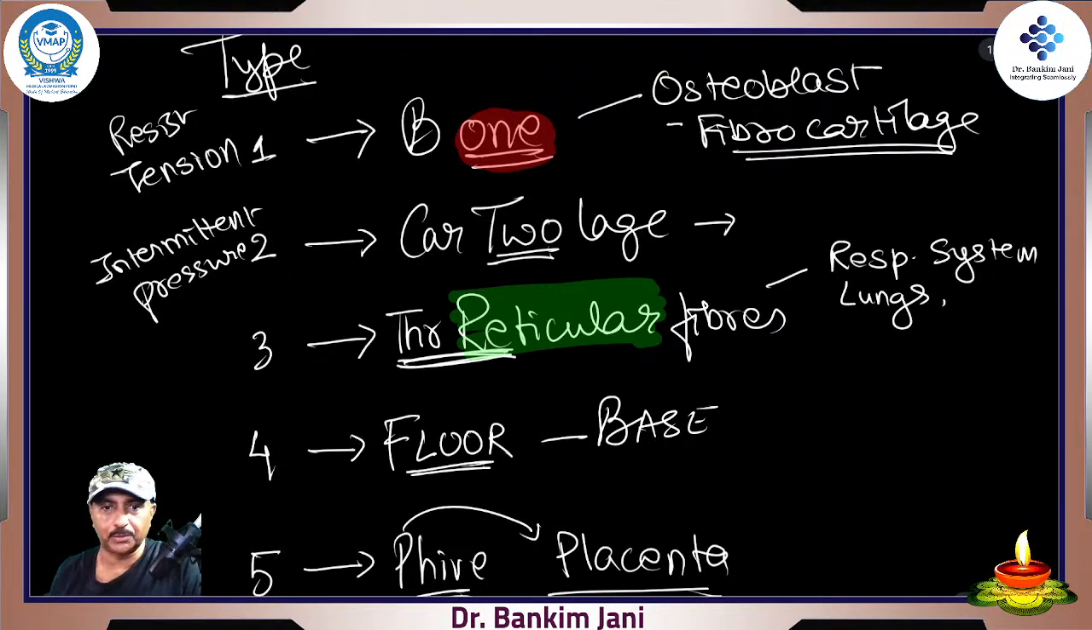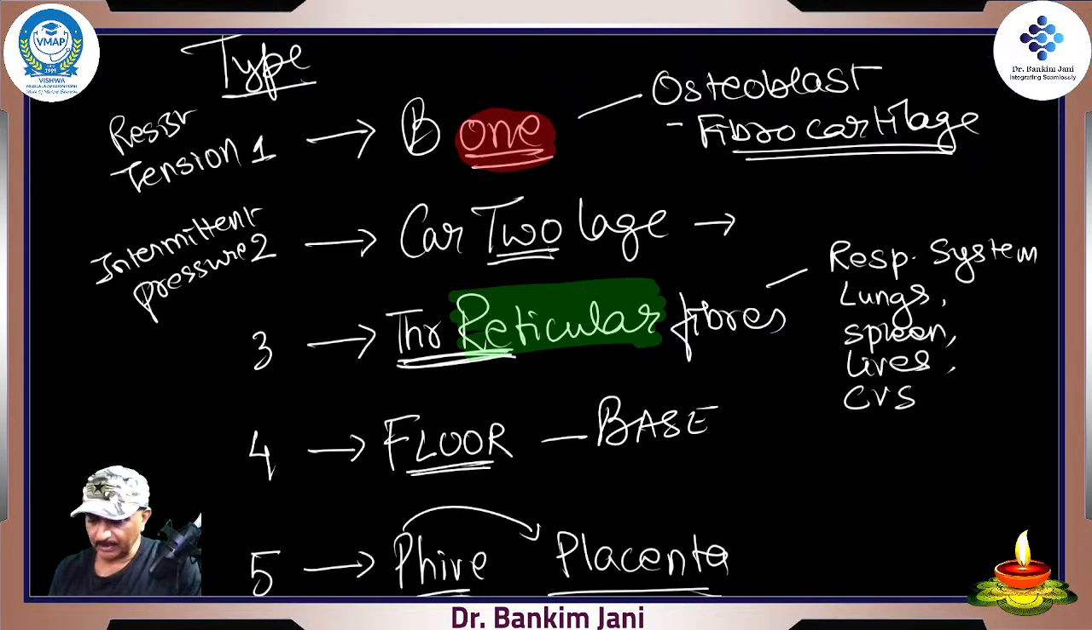it would be in the spleen, it would be in the liver, it would be in the cardiovascular system, almost everywhere. So this is very important.